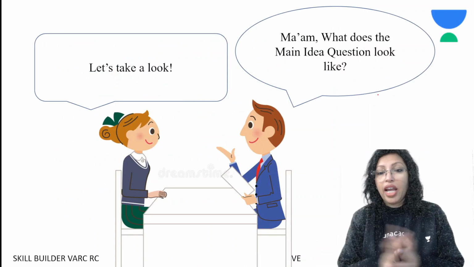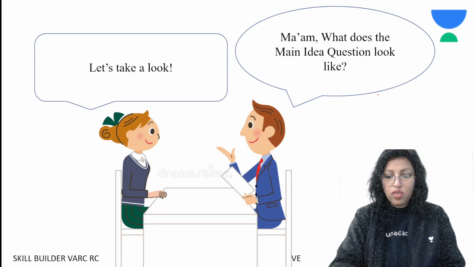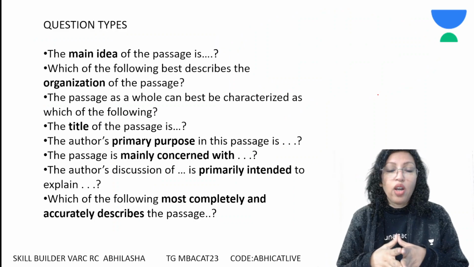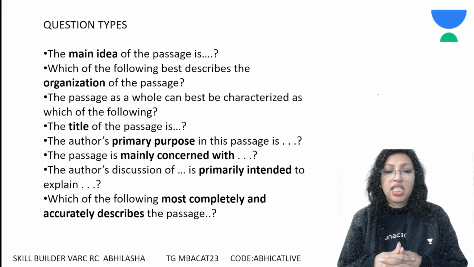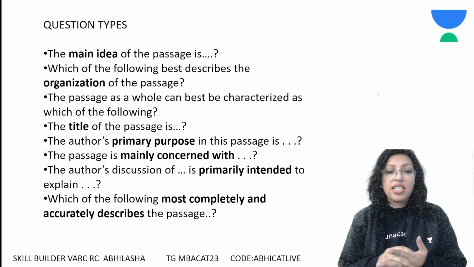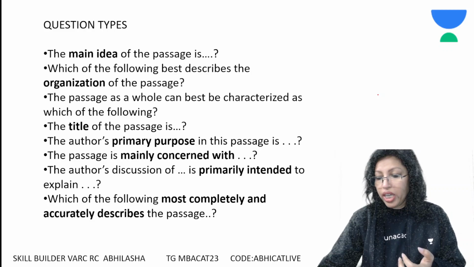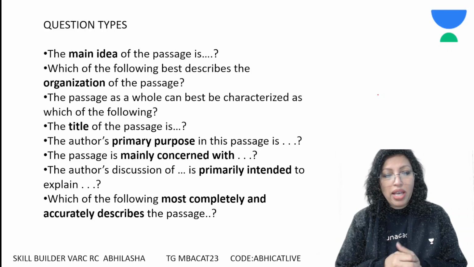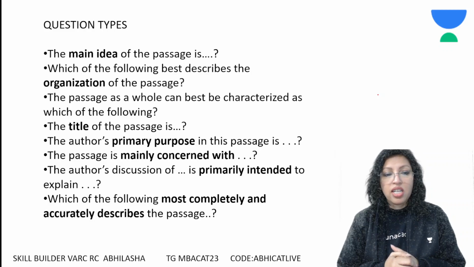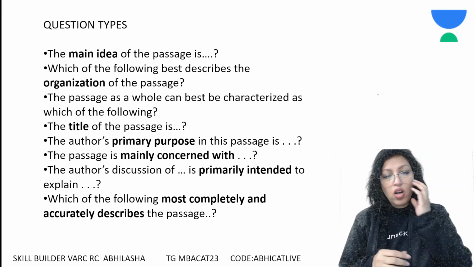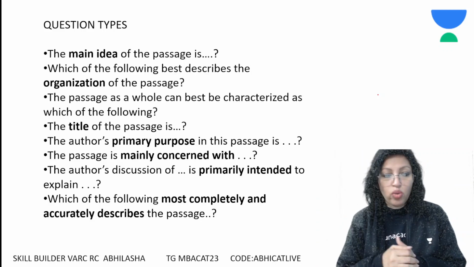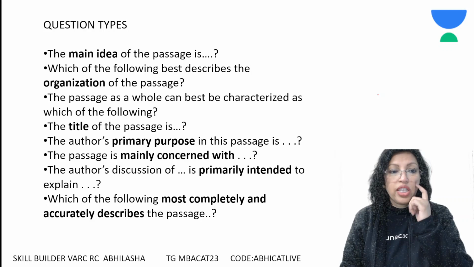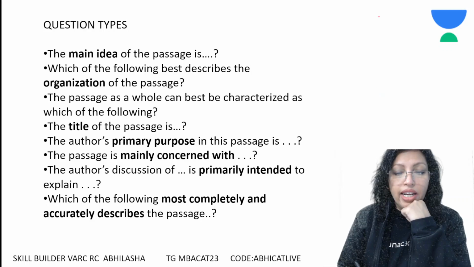All right, so what does a main idea question look like? So let's take a look. This is what a main idea question will look like. The question can read like any of these. The main idea of the passage is: which of the following best describes the organization of the passage? The passage as a whole can best be characterized as which of the following? The title of the passage is, the author's primary purpose in this passage is, the passage is mainly concerned with, the author's discussion of something is primarily intended to explain, which of the following most completely and accurately describes the passage. So each of these is talking about the main idea of the passage.